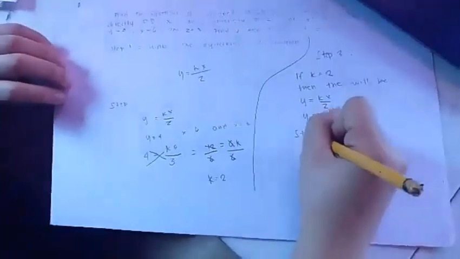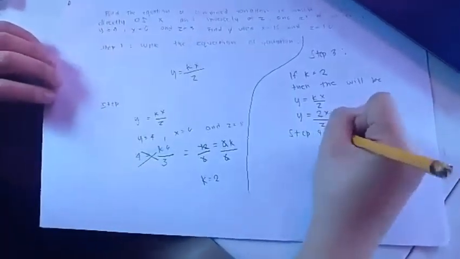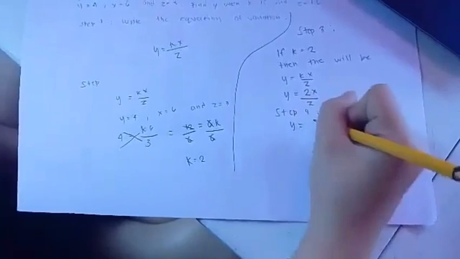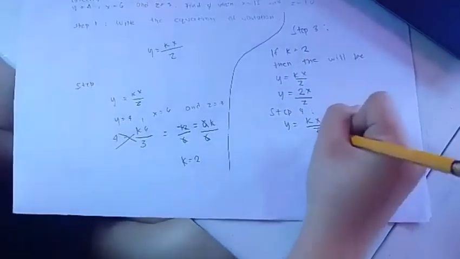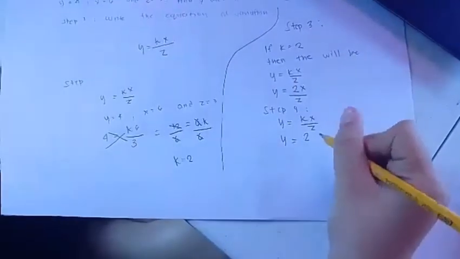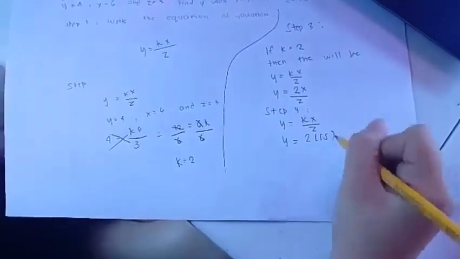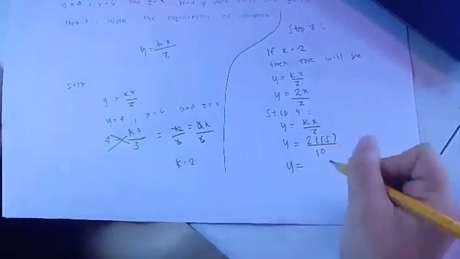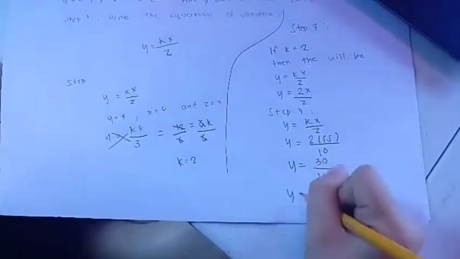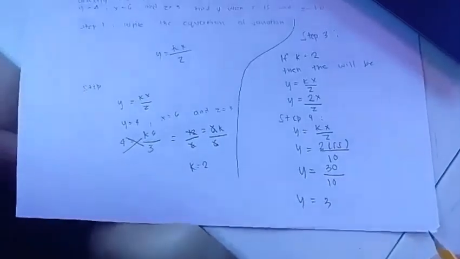Now for step 4, we can now solve for the value of y when x is equal to 15 and z is equal to 10. Y is equal to kx over z. Y is equal to 2 as the value of k, times 15 as the value of x, and over 10 as the value of z. When we solve that, 2 times 15 is equal to 30, divided by 10, so y is equal to 3. So that's how you solve for the combined variation.